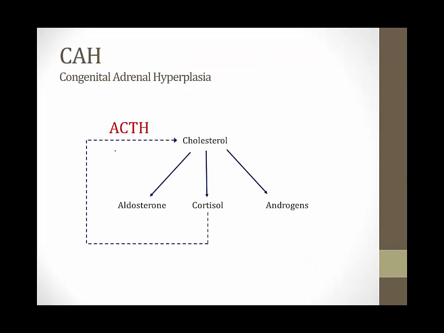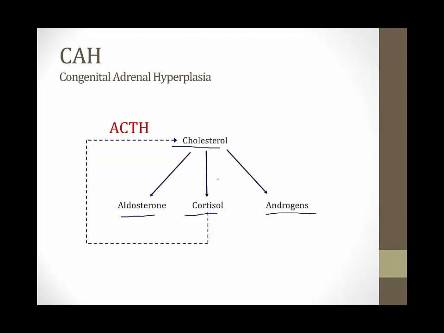Now, all those reactions and enzymes and intermediates shown on the last slide are very hard to remember. What I'm going to give you is my own simple system for answering board questions about congenital adrenal hyperplasia. And if you want to answer board questions, all you really need to know is what's on this slide right here. So cholesterol can be converted by the adrenal cortex into either aldosterone, cortisol, or androgens.